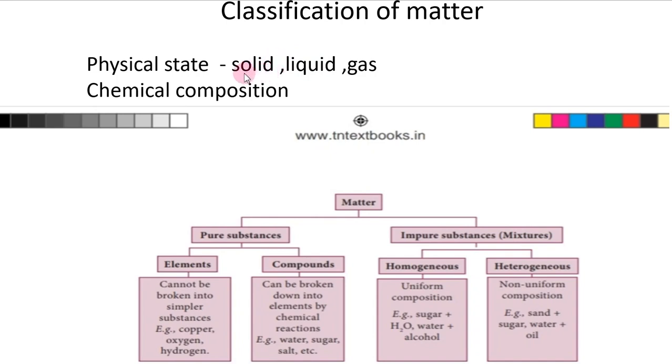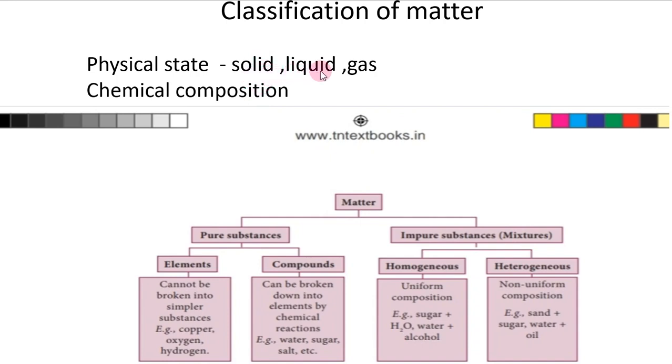How is matter arranged in solid, liquid and gas? In a solid, the molecules are arranged in a tightly packed manner. All the matter present in the universe is made up of the smallest particles called atoms. So in a solid, the molecules or atoms are tightly arranged.